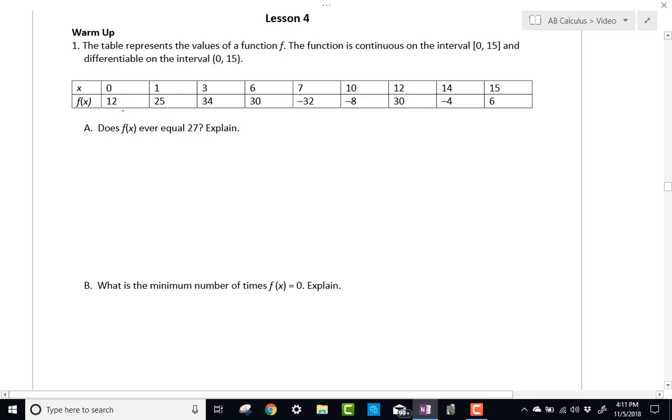Well, if we start to look at the values here, we definitely have a value where f of x has to equal 27 in here, because remember, it's continuous and differentiable. Alright, and then we go from 34 to 30, then we go from 30 back down all the way to negative 32, so we're going to hit 27 in there again, and then negative 32 to negative 8, and then we go negative 8 to 30, okay, and then 30 back down to negative 4. Wow, we got a whole bunch of places where it equals 27 in here.